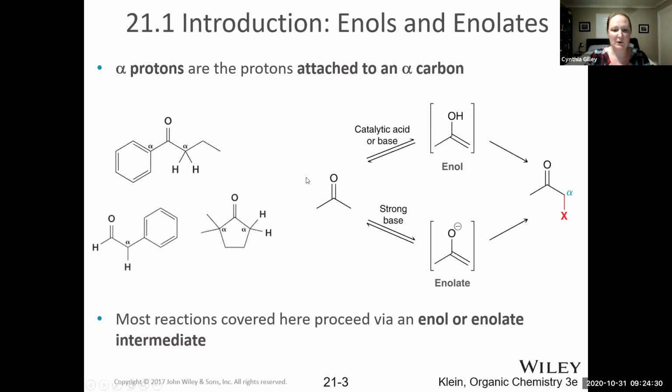If we treat a ketone or an aldehyde that has at least one alpha hydrogen with a strong base, instead we will form what is known as an enolate. Enolates have a full negative charge that is shared between the oxygen and the alpha carbon. Either way, the alpha carbon has now become a nucleophile, and it can react with a variety of electrophiles that we'll see in this chapter. For example, a halogen, introducing this alpha halogenated ketone type structure for the product.